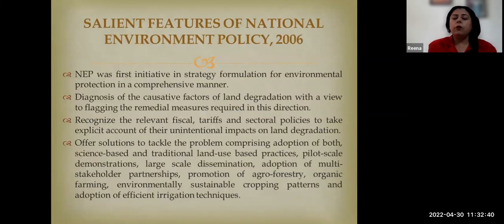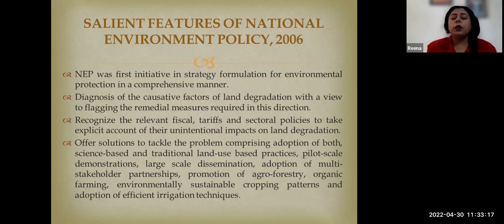So now we are coming to all the policies. We have studied how it evolved, what the different acts and policies are. Now we will take up each and every policy and understand its salient features, so that we can appreciate why the need of conservation and the need of securing livelihoods can be fulfilled by these policies. The National Environment Policy was the first initiative in strategy formulation for environment protection.